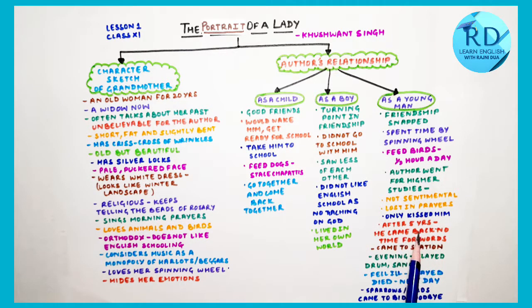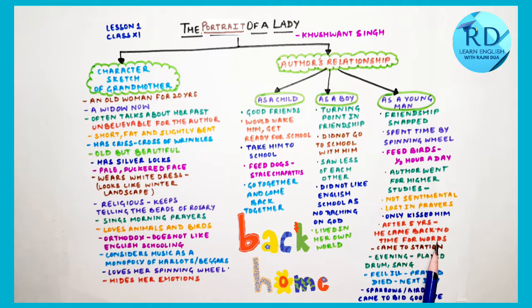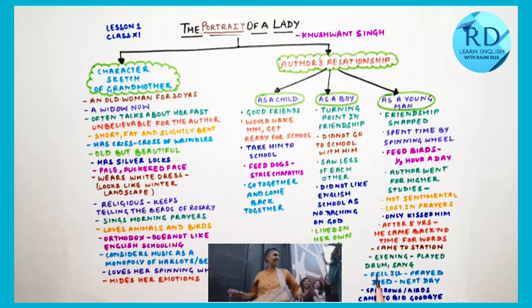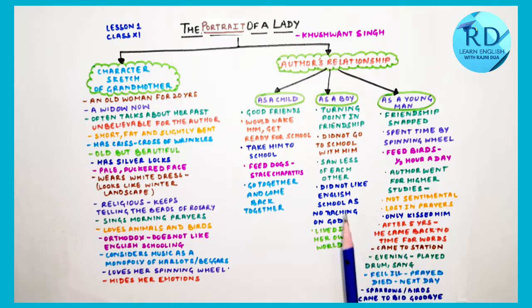And after 5 years, when he came back, still she doesn't have time for words. She came to the station, she hugged him, but at that point also the author could hear her singing her prayer, and she was just telling the beads of her rosary. The same evening when the author came, she collected all the women of the neighborhood and she started playing the drum and singing the homecoming of the warrior. She didn't sing about the author's homecoming. Everybody tried to tell her that she need not strain, but she didn't stop.